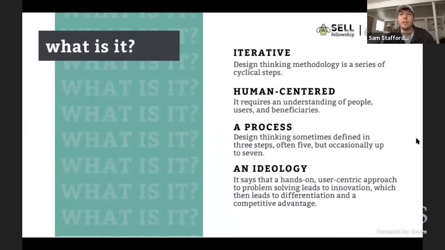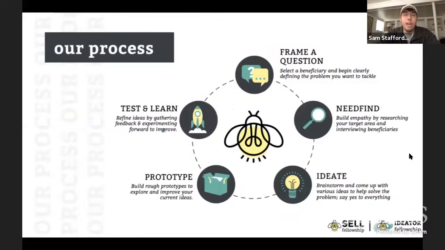So design thinking is iterative. It uses design thinking methodology in a series of cyclical steps. It is human-centered. It requires an understanding of people, users, and beneficiaries, kind of like we talked about before. So lots of research, lots of different methodologies. And it is also a process. Design thinking sometimes is defined in 3 steps, often 5, but occasionally ends up in 7. And it's an ideology. It says that a hands-on, user-centric approach to problem solving leads to innovation, which then leads to differentiation and a competitive advantage. So it's basically a way of thinking about things. It's a way of solving problems. And Cell has its own kind of way that we do things.